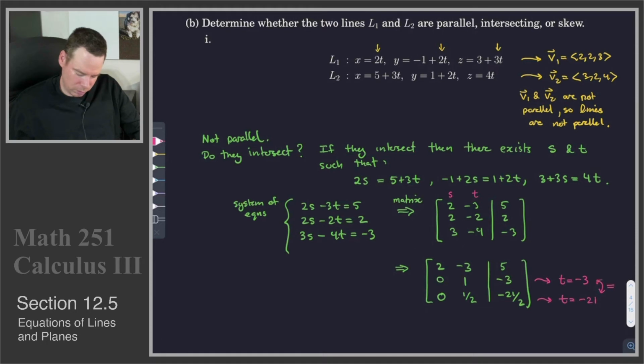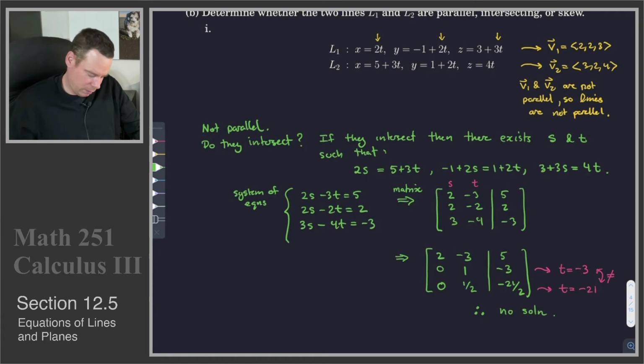These are not equal to each other. So that means there's no solution. Since there's no solution, it means that there was no value of the parameter for the first curve and a value of the parameter for the second curve which produced the same point. They don't intersect. So therefore, since they are not parallel and there's no solution, in other words, the curves don't intersect, therefore the lines are skew.